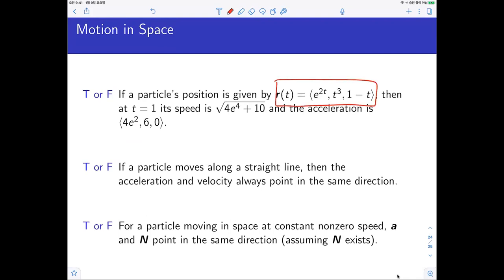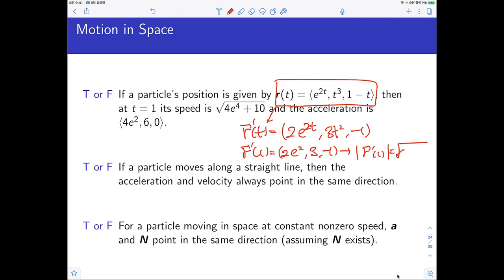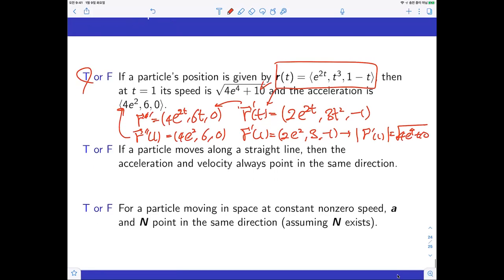Here, r is given by the position in this form. Then the velocity r'(t) is (2e^(2t), 2t, 3t^2 - 1). So r'(1) is (2e^2, 2, 3-1). So the magnitude of r'(1) is the square root of 4e^4 plus 10. So this is correct. And from this formula for the velocity, we also get the acceleration. r''(t) is (4e^(2t), 6t, 0). So we substitute t equals 1 to get (4e^2, 6, 0). So this is also correct. So this is true.